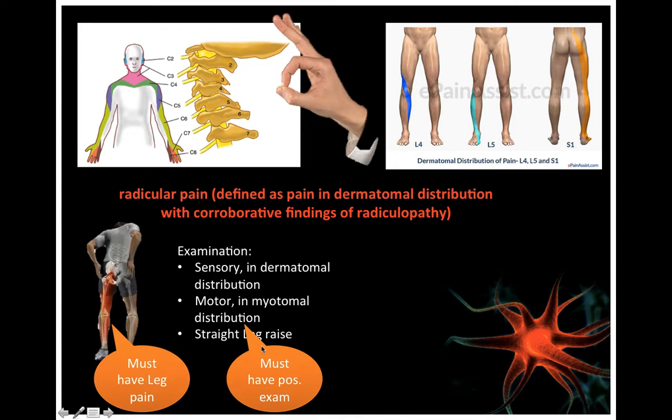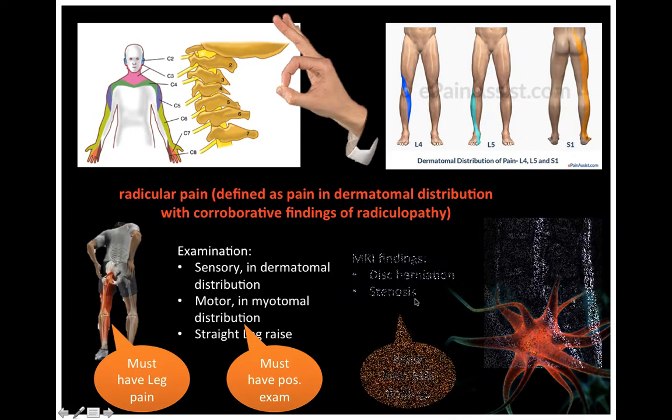But utilization reviewers use different standards according to their understanding, which is often incorrect. So make sure to document some examination finding, either sensory or some weakness or positive straight leg raise, when you're asking for epidural steroid injection.